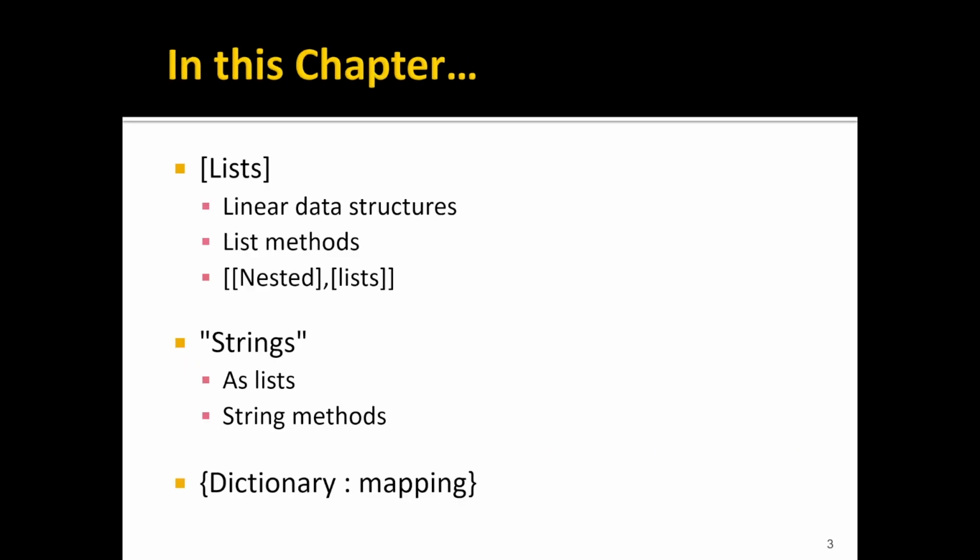In this chapter, we'll learn how to group data together with lists, we'll learn how to map labels onto our data with dictionaries, and we'll look at the data in strings in a bit more detail.